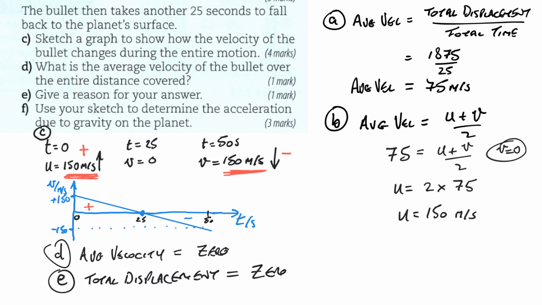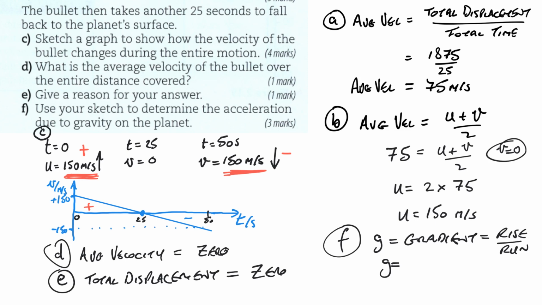Part F, then use your sketch to determine the acceleration due to gravity on the planet. Now the gradient of a velocity time graph is the acceleration. So we've got a rise here of minus 300. It falls by 300 meters per second during a run time of 50 seconds. And so we get negative 300 over 50, and g equals minus 6 meters per second squared. What does that minus 6 mean? It means it points down. That's all it means. So it's a downward 6 meters per second squared. Where's the minus coming from? Well, we took the upward velocity to be positive in our graph, so g pointing down is negative.